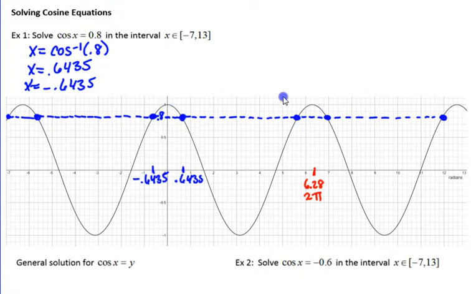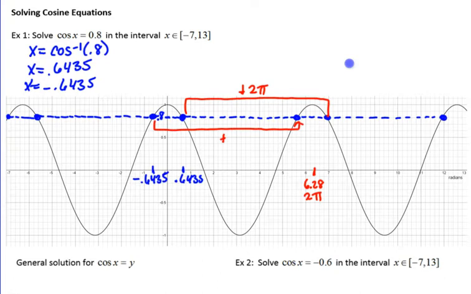So every point, if I pick a point on one cycle, if I go to the identical point on the next cycle in the identical position, these points are 2 pi apart. So if I were to add 2 pi to this value of 0.6435, I would get the next value on this downward side of the curve. If I take the negative 0.6435 and add 2 pi to that, I would get the value on the upward side of the curve. And then I can continue and add another 2 pi.